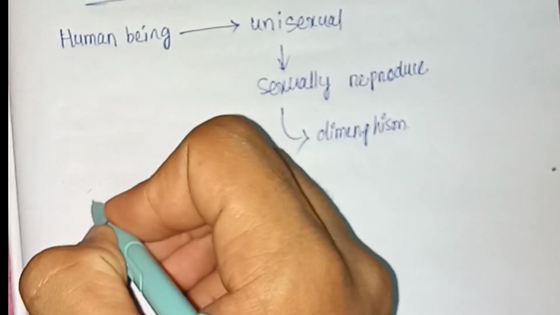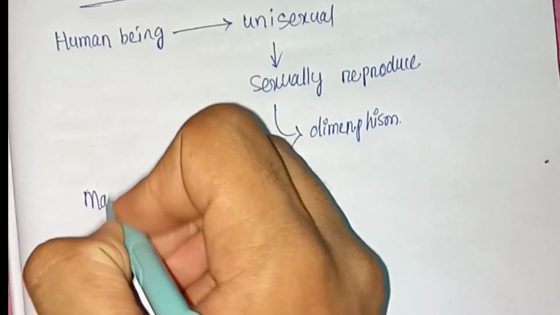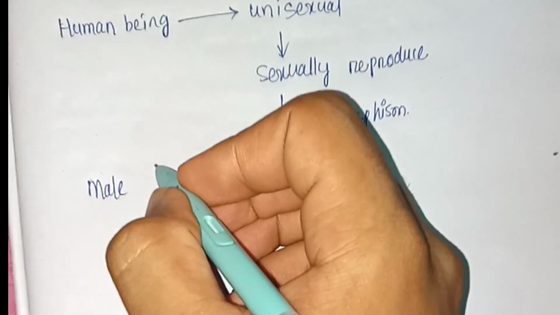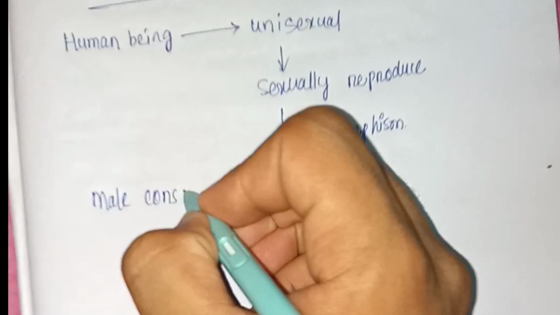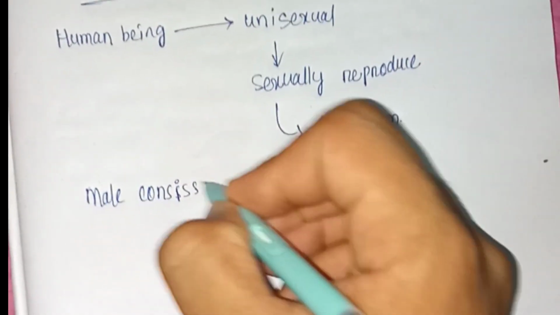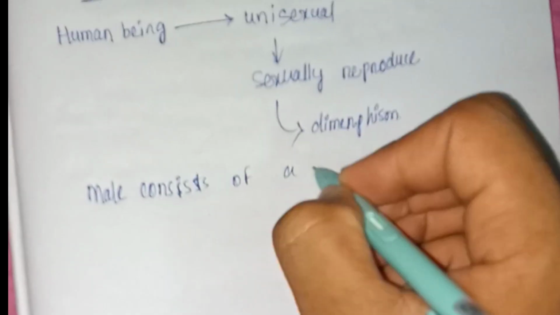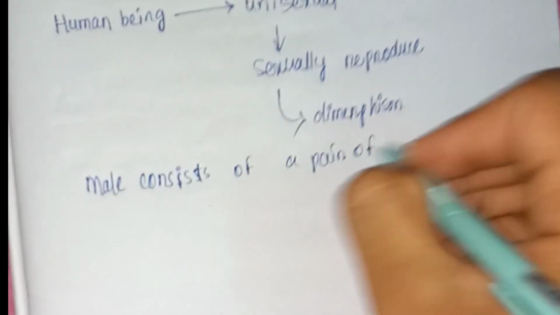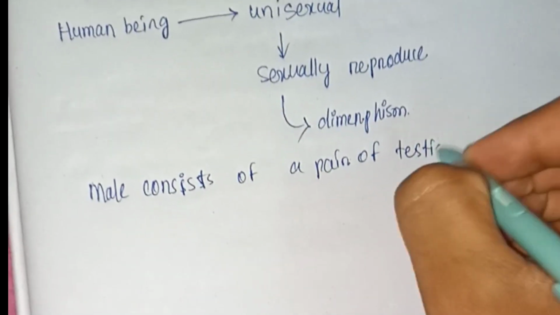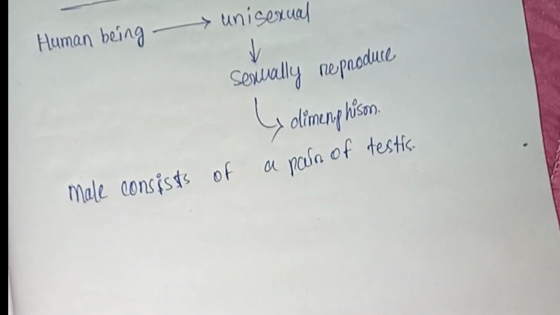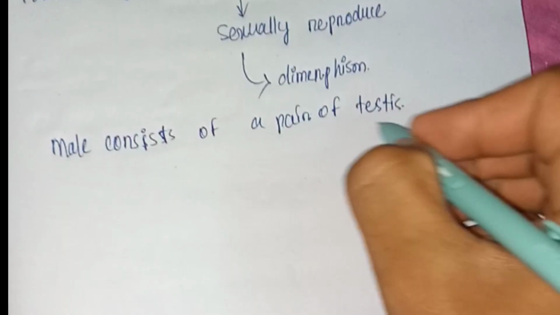Human male consists of a pair of testes. A pair of testes is called as primary reproductive system.